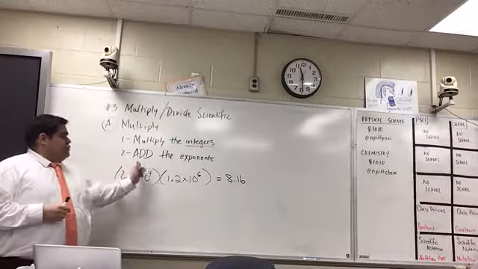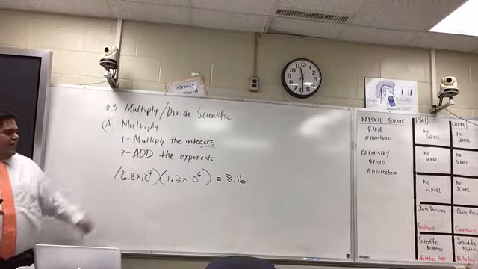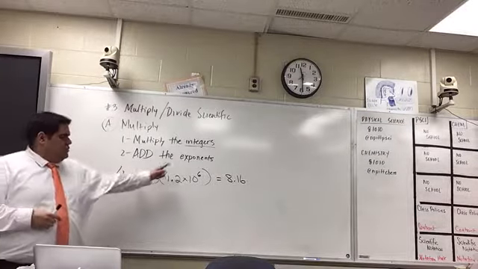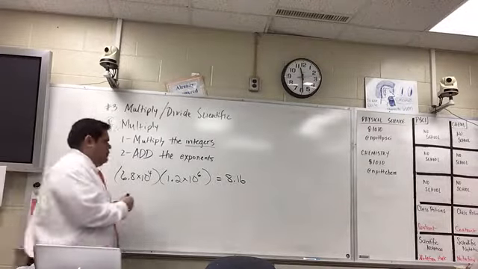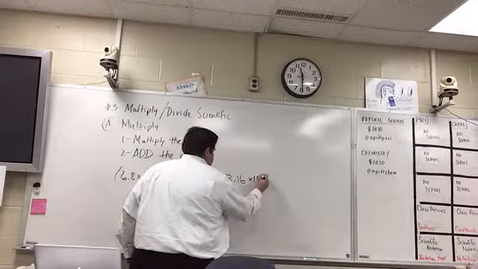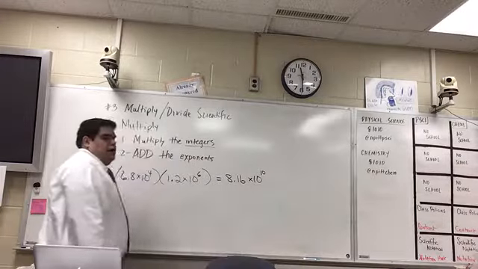Now, the next thing I've got to do is add the exponents. What's that exponent? 4. What's that exponent? 6. What do you do when you add those two? 10. Then therefore, we're going to go 8.16 times 10 to the 10. All right?